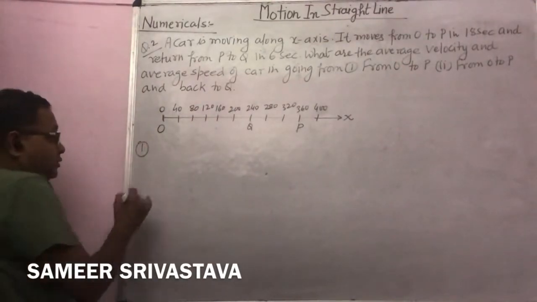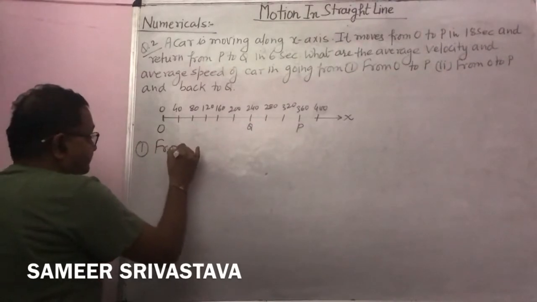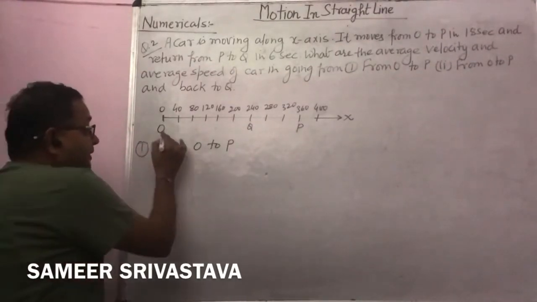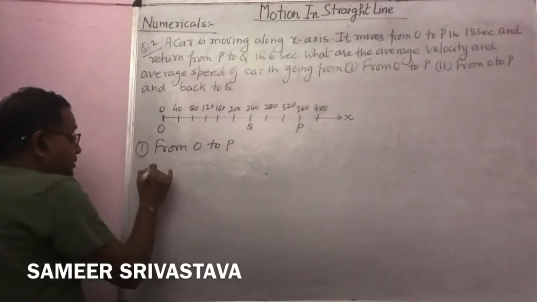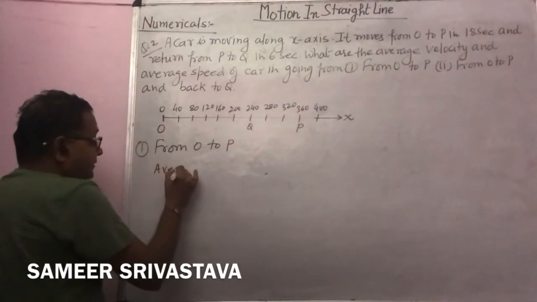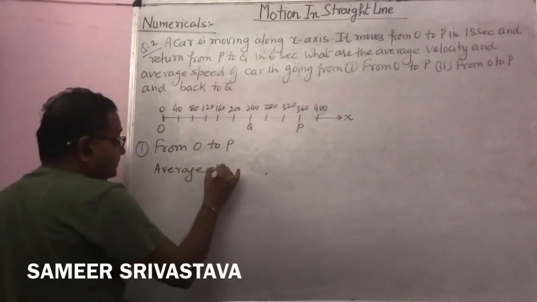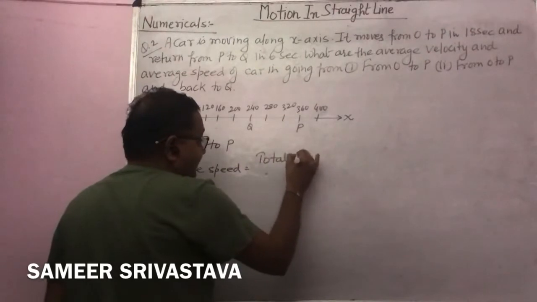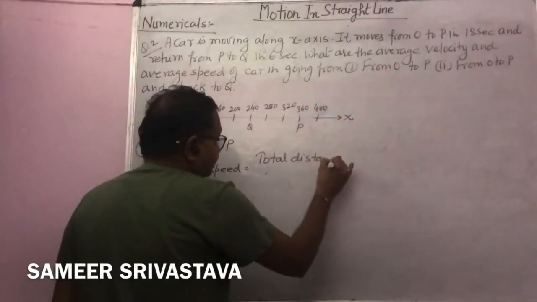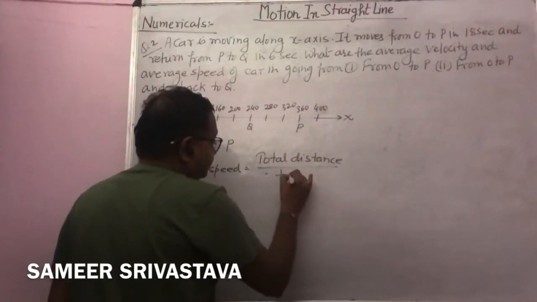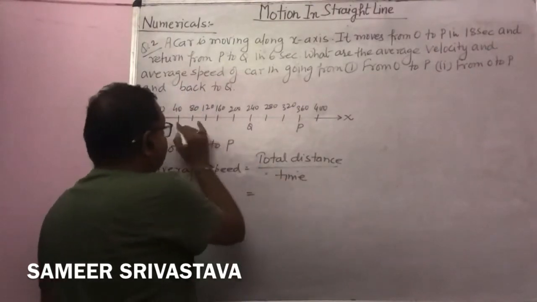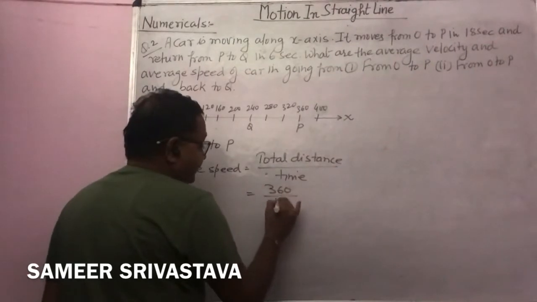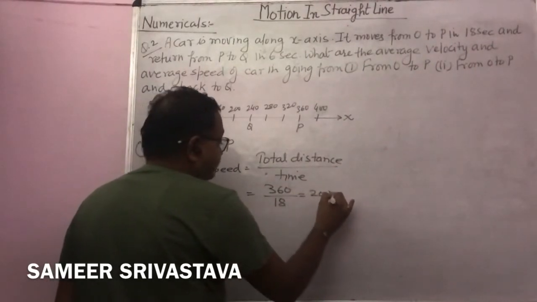So I am taking case 1, from O to P. When the car moves from O to P, it takes 18 seconds. If we find the average speed, we can use the formula total distance upon total time. Now put the values here. The total distance from 0 to 360 it covers, that is 360 upon 18, or we can say 20 meter per second.